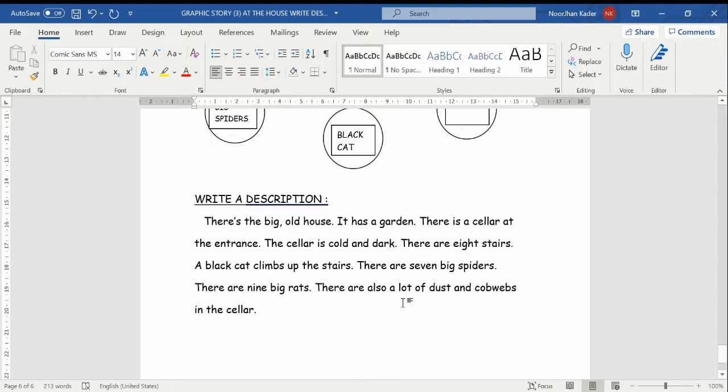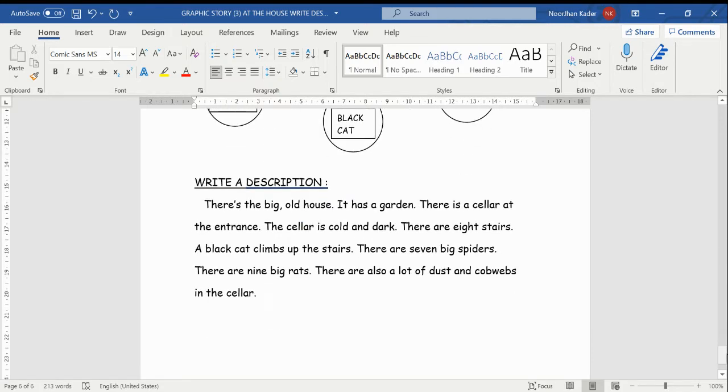Actually dust you cannot count. It's supposed to be there is also a lot of dust. But because we combine the word dust and cobwebs you can count how many cobwebs. But in the picture we can't see clearly, so that is why I cannot put the number. Because cobwebs can be counted, I still put there are. If it's only dust, it will be there is also a lot of dust in the cellar. So dust is an uncountable noun and cobwebs are countable nouns. We will come to that later.